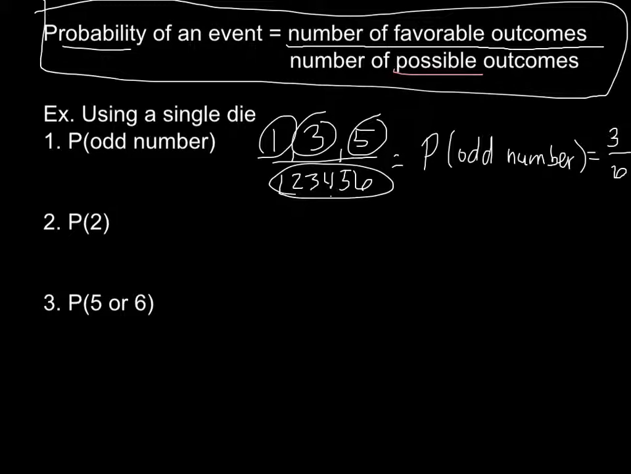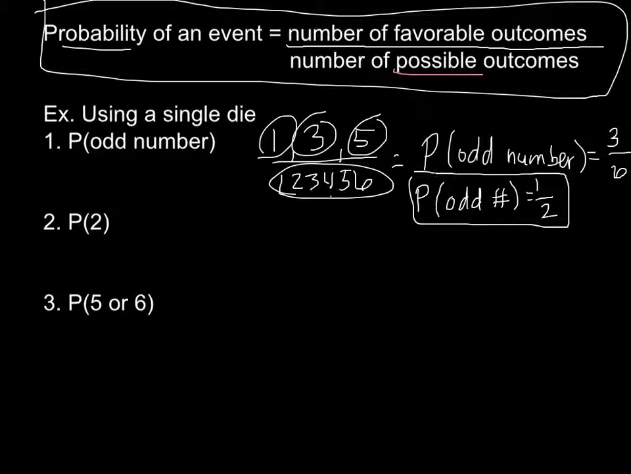So again, I would write probability of odd number. And fine, if you want to abbreviate with a hashtag, it would be equals 1/2. Okay, so that would be my answer right there. 1 out of 2 that I would get an odd number. I have half, 1 out of 2 probability of getting an odd number.